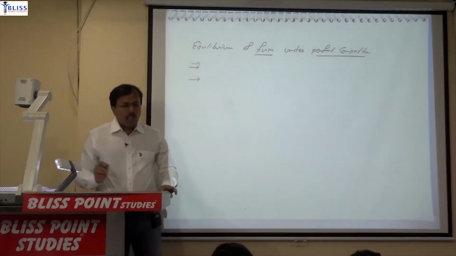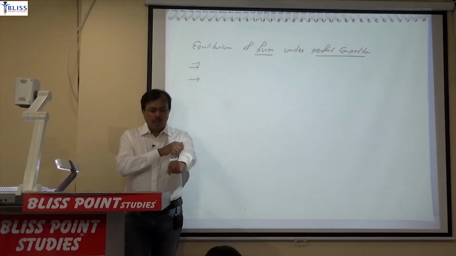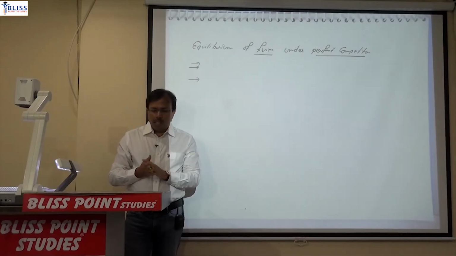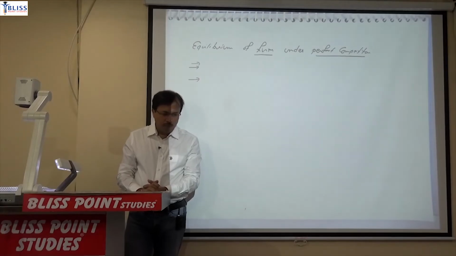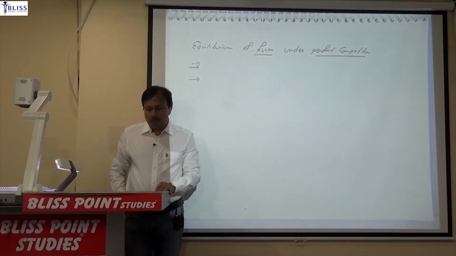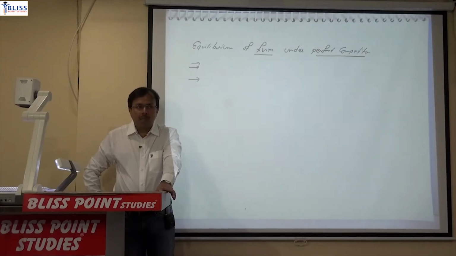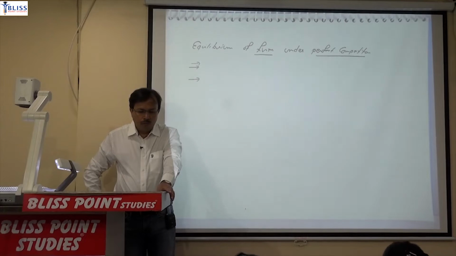First paragraph. The firm is in equilibrium when it maximizes its profit, which is defined as the difference between total revenue and total cost. Full stop.